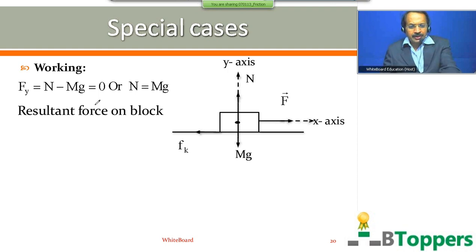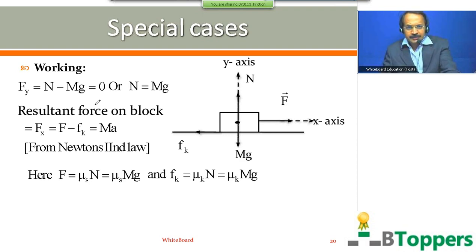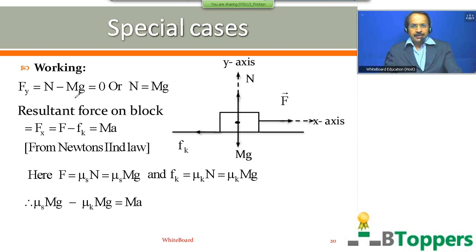So the resultant force on the block during the motion: we write Fx, the x component of the resultant force. That you can write as capital F minus Fk. From Newton's second law, that can be written as equal to m into a. Here F equal to mu s into N, that is mu s into mg. And Fk equal to mu k into N, that is equal to mu k into mg. So if you substitute F equal to mu s mg and Fk equal to mu k into mg on the left side, you get the last equation, mu s mg minus mu k into mg equal to ma.